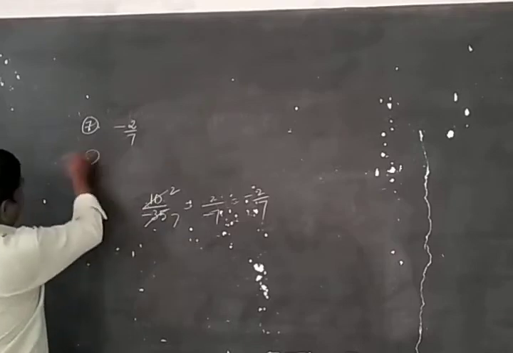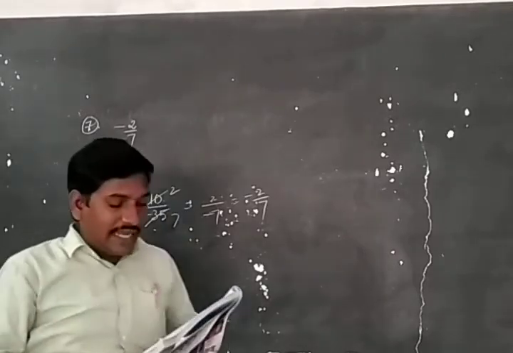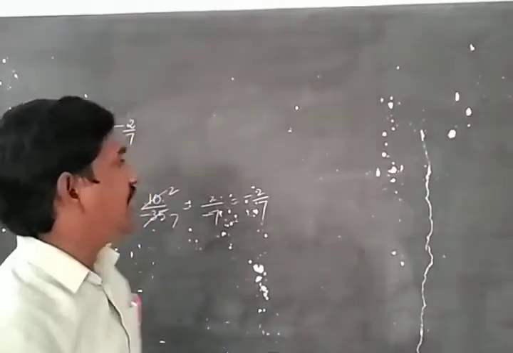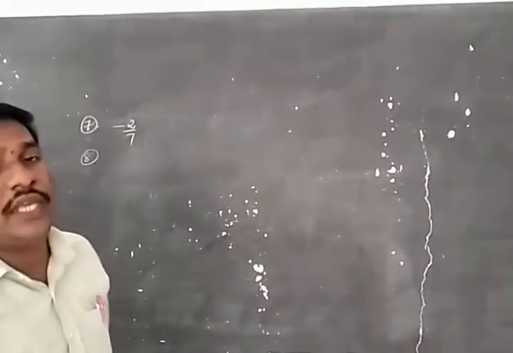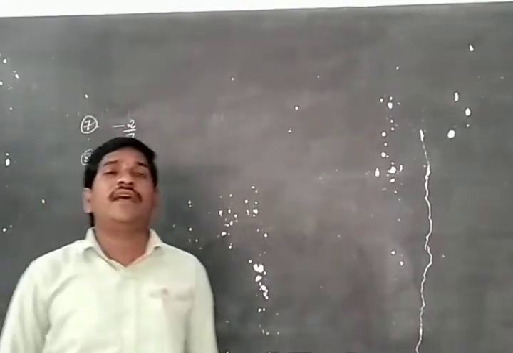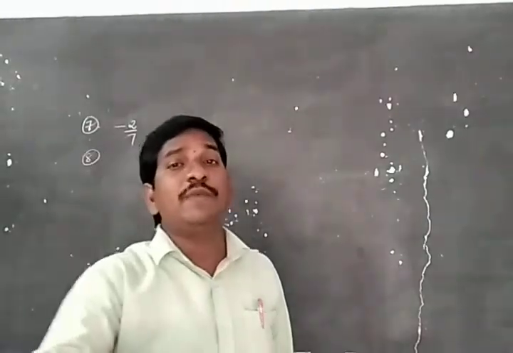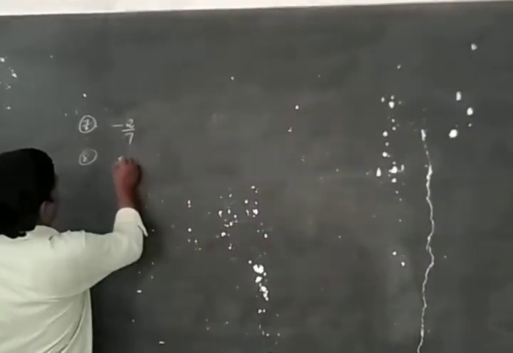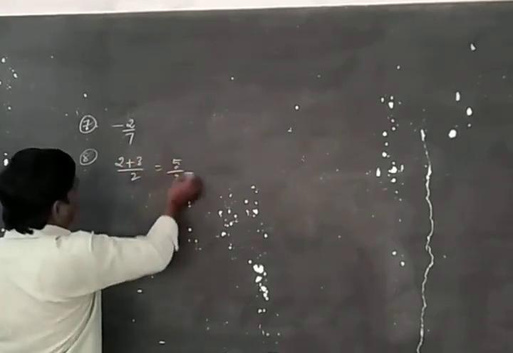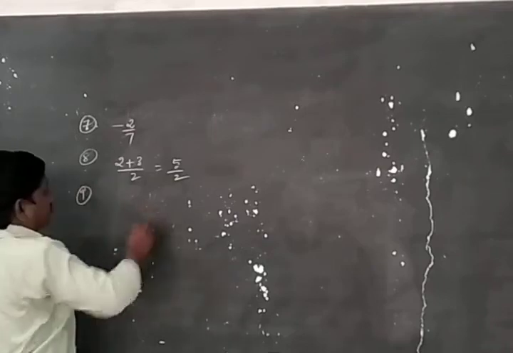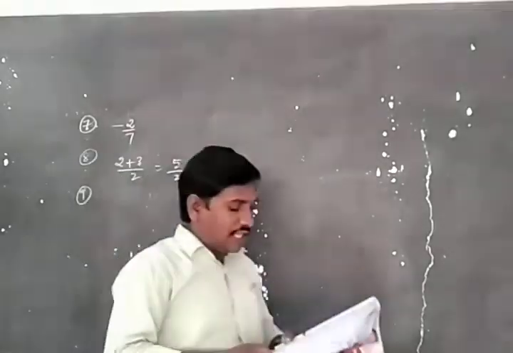Okay, now the 8th one. The rational number between 2 and 3. So we know that the rational number between A and B is A plus B by 2. A plus B by 2 means 2 plus 3 by 2. That means 5 by 2. Okay, 5 by 2 is the fourth option.